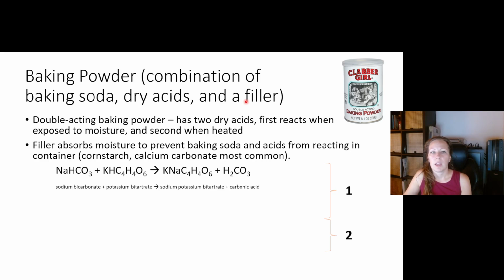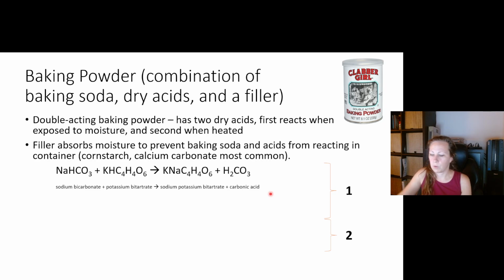Okay, I should have mentioned on the last slide with the baking soda, cream of tartar is one of our acid options. And so that's what is here, potassium bitartrate. It is an acid, okay? So the reaction here is sodium bicarbonate is reacting with the cream of tartar that is in the baking powder, potassium bitartrate, and it performs sodium potassium bitartrate plus carbonic acid.